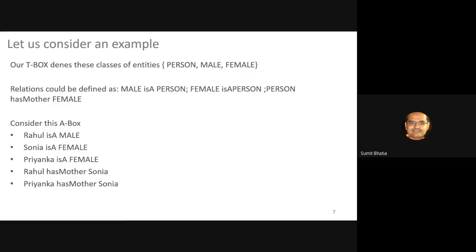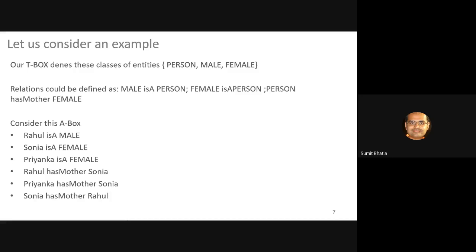This relationship is valid because we can add this fact. Rahul is a male, we have already defined it, and Sonia is a female, we have already defined it. And this fact is in accordance with what we have in our T box definition, that a person can be connected with a has mother relationship to an entity of type female. So this is a correct fact. Then you can also add a fact like Priyanka has mother Sonia.